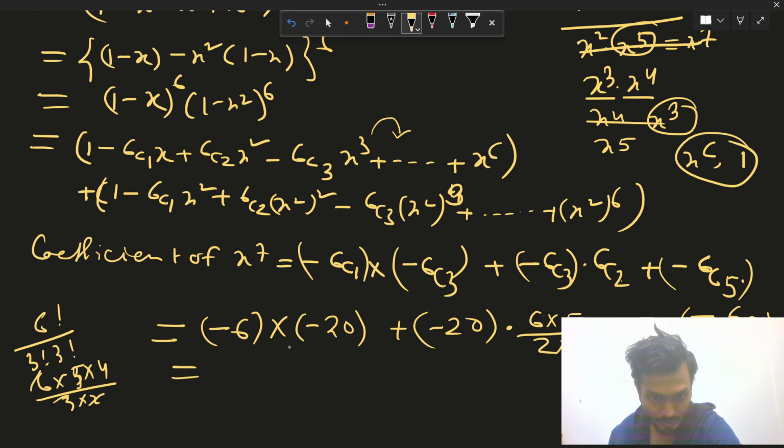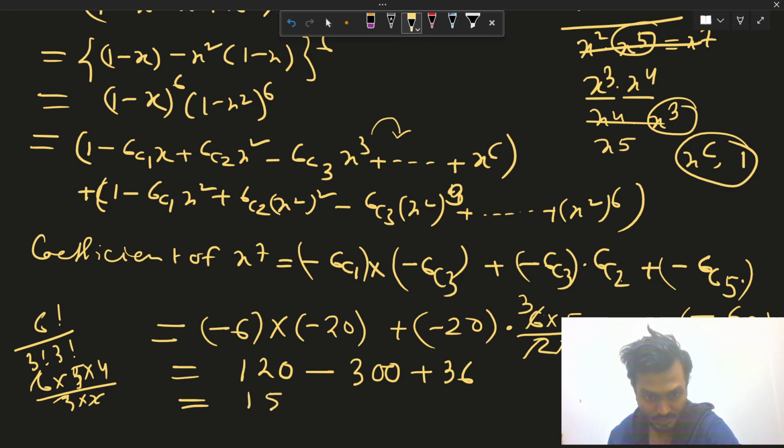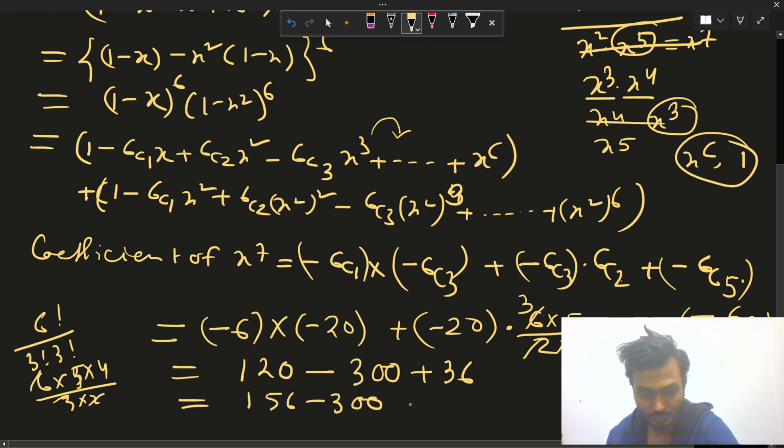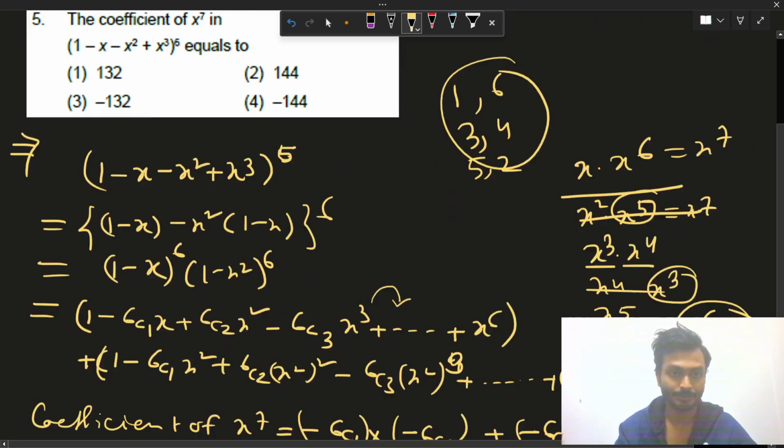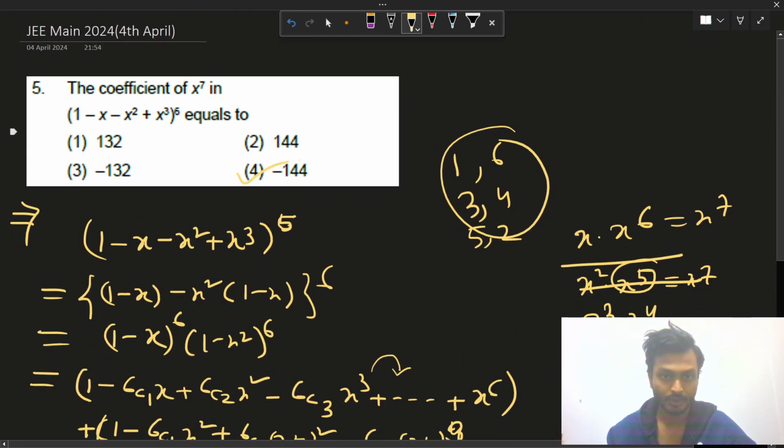So what we get, this is 120 minus, this will be 3, so this will be 120 minus 300 plus 36, so this will give you 156 minus 300, so this will give you minus 144. So this will be the answer. Let me check the answer. Yes, so this will be the answer for this question, minus 144, right? So let's go to the second question.